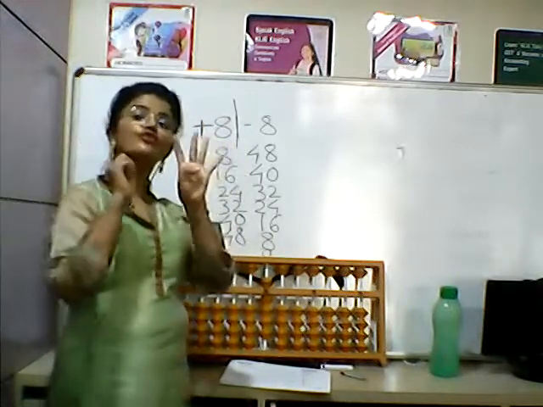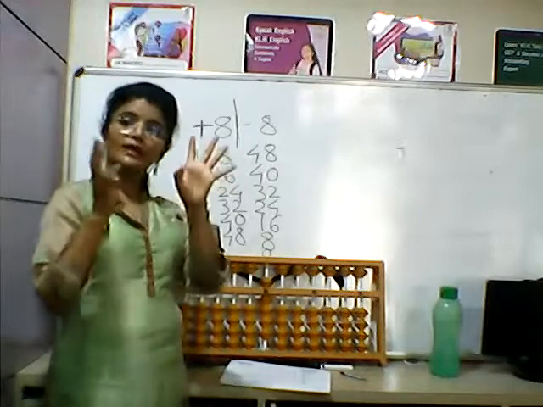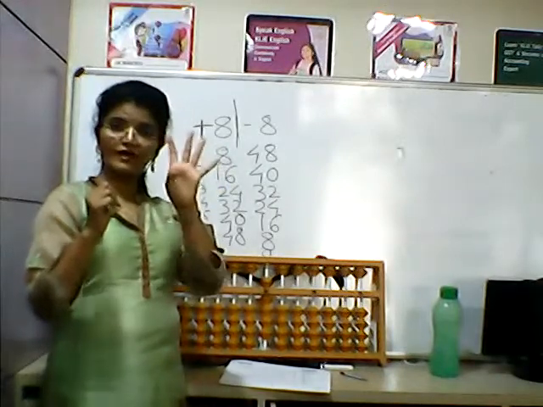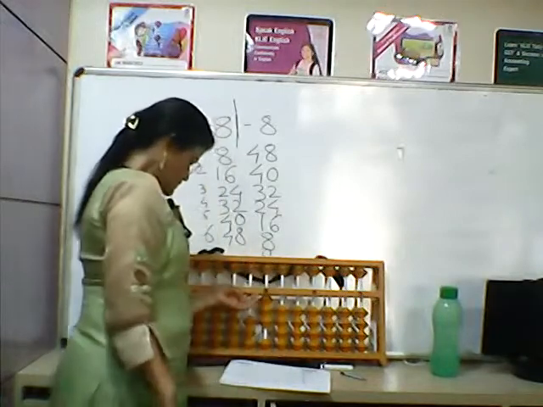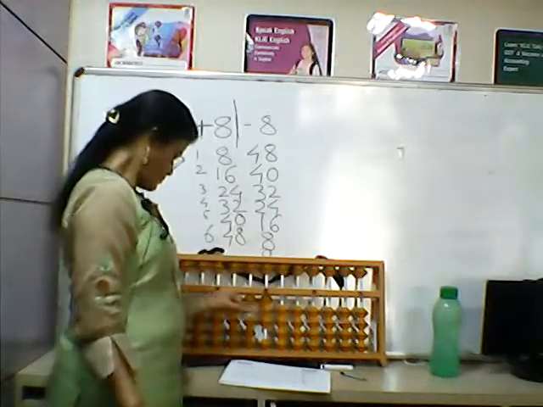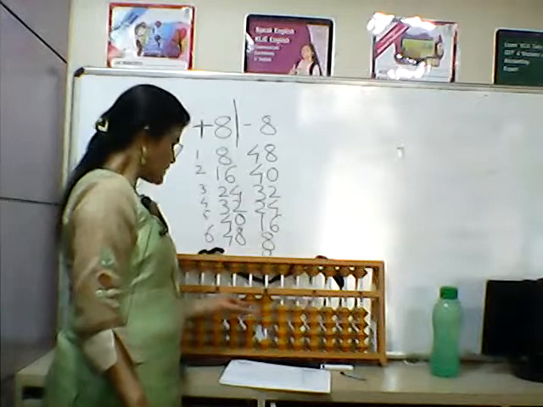Which number do you want to show? 4. 4 ka friend minus 6. So minus 6 plus 10. Then minus 8.